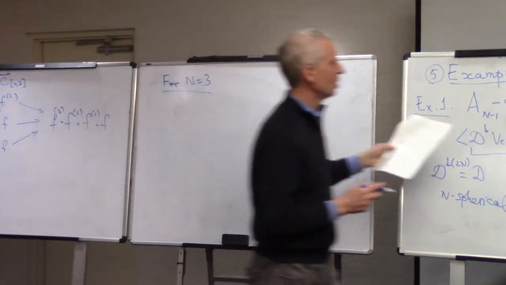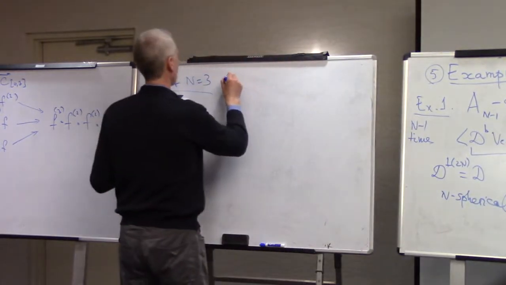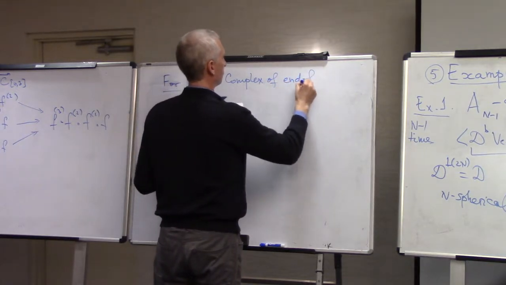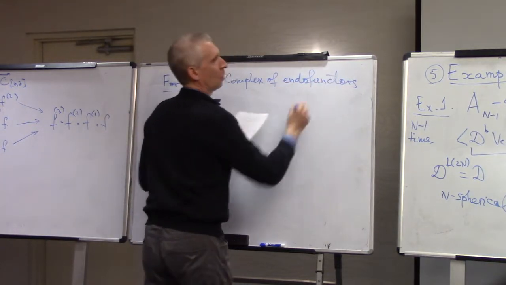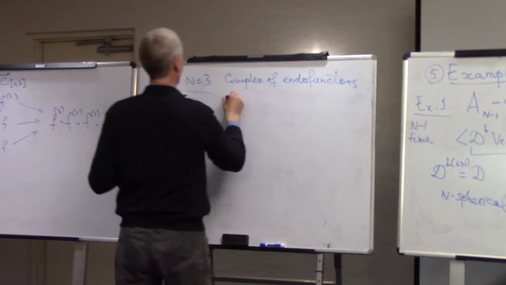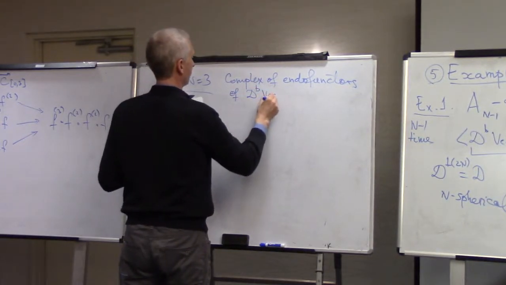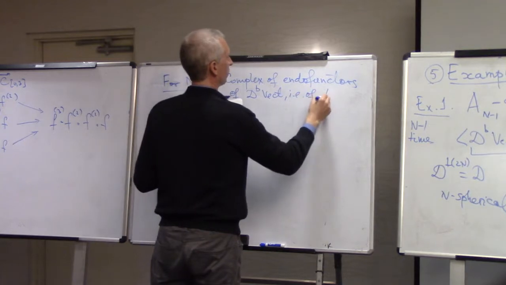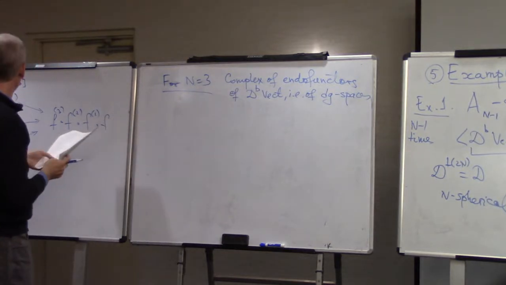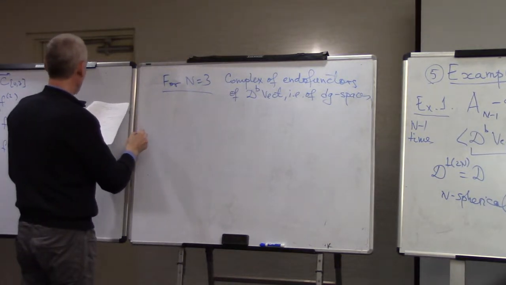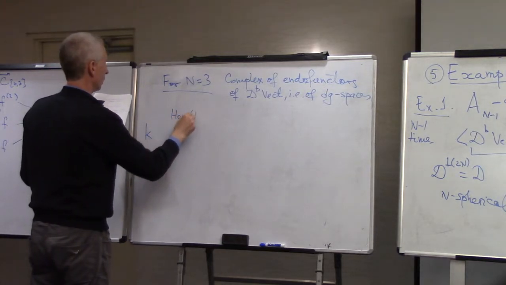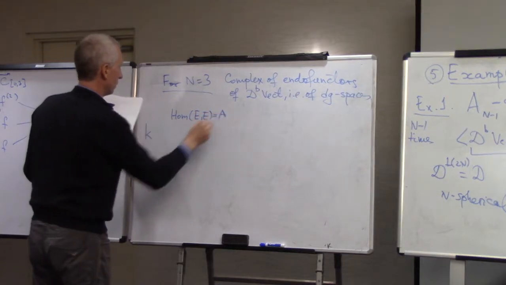It would be a complex of functors of this category, which may be a complex of DG vector spaces. The functors are given by tensoring these DG spaces. So it would go like this: it would be K, this would go to Hom(E,E). I denote this algebra A.